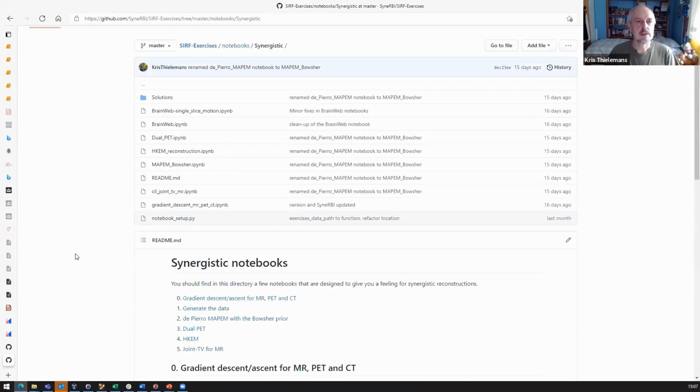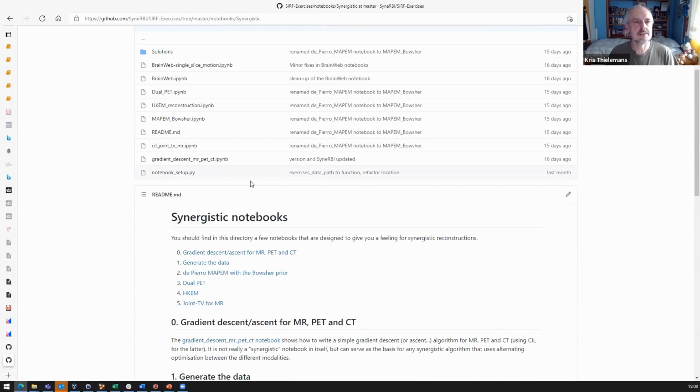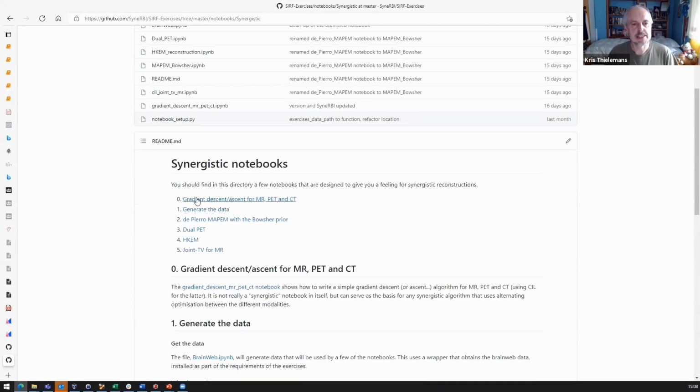This is the README for the synergistic directory of the SIRF exercises. You can just have a look at the README there, and the link is provided on HackMD. Obviously, the first notebook there is something that you hopefully have looked at last week. If not, you should probably do it now. That just implements gradient descent or ascent for the 3 different modalities and shows you the similarity in the code that you can use. And because the code is similar, it also makes life much easier to implement any of the methods that we have talked about earlier.